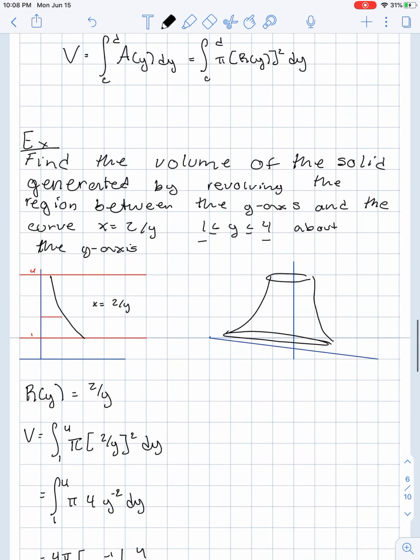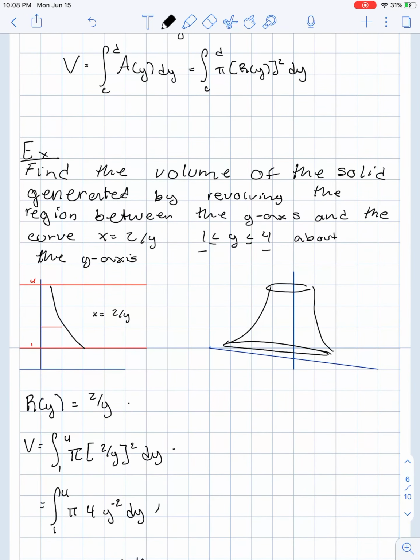Definitely the challenging part is finding your radius. I hope integrating and plugging in is not the hardest part for you all. But just know if I'm given one curve, so x equals 2 over y, and I'm given this inequality right here, and I'm told I'm going about the y-axis, that's a really good indicator that I'm only going to be dealing with this guy when I'm trying to find my radius for my disk, and these guys are going to be my bounds. All right.